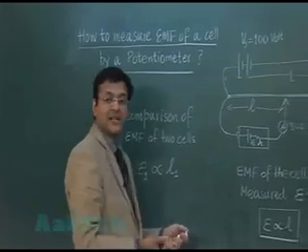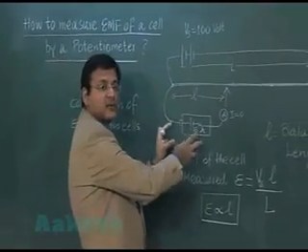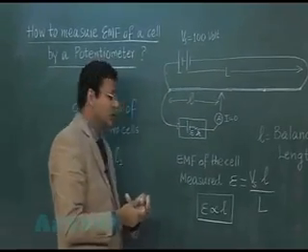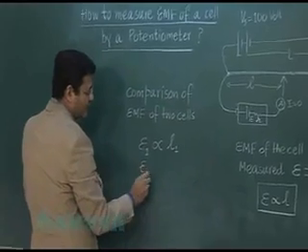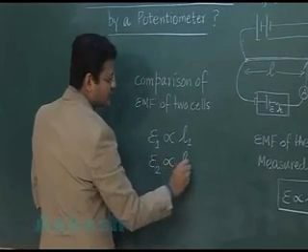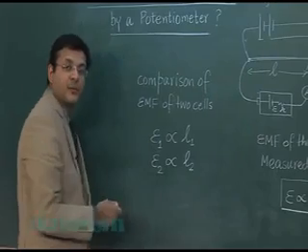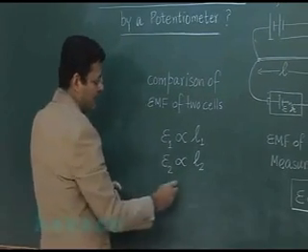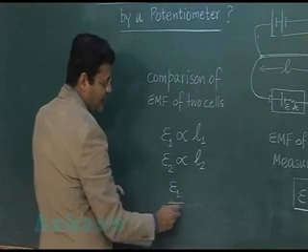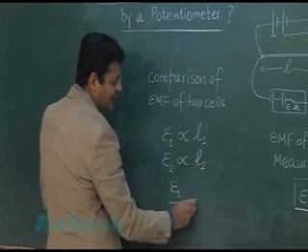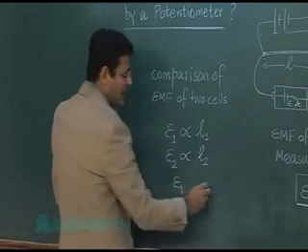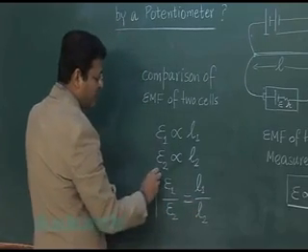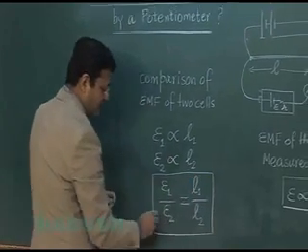Now disconnect that cell and connect the new cell. Let us suppose its EMF is E2 and its balancing length comes out to be L2. Then E2 will become proportional to L2, isn't it? Then if you take the ratio of these two, divide them, this proportionality sign will be converted into equality sign, and this will result into a formula like this.